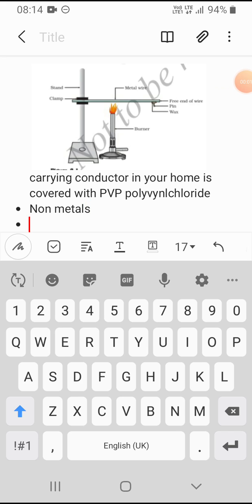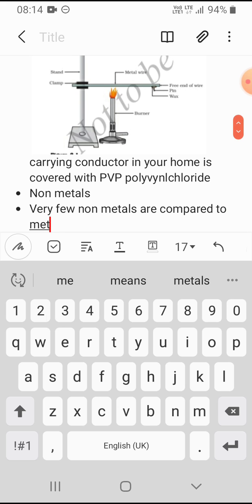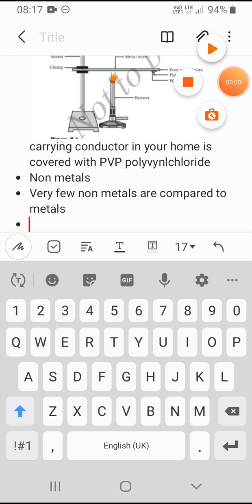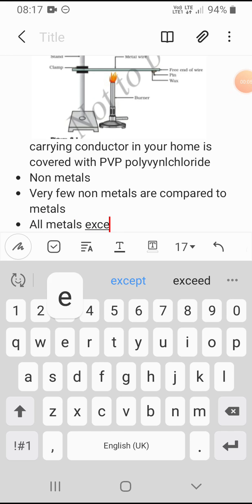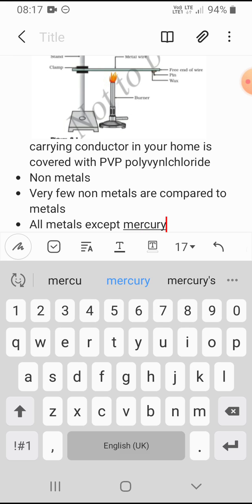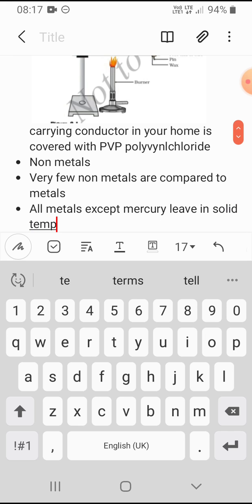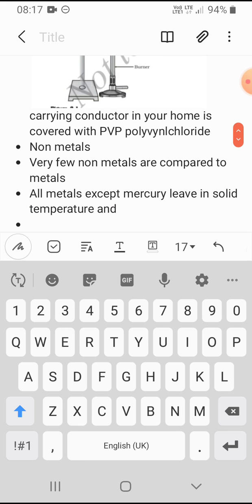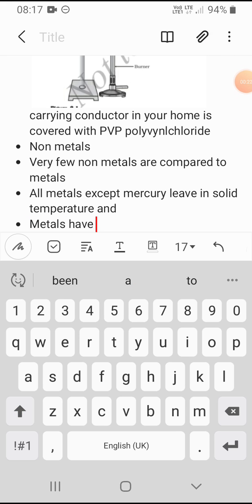Non-metals property. There are very few non-metals compared to metals. All metals except mercury exist in solid state at room temperature, and metals have a high melting point.